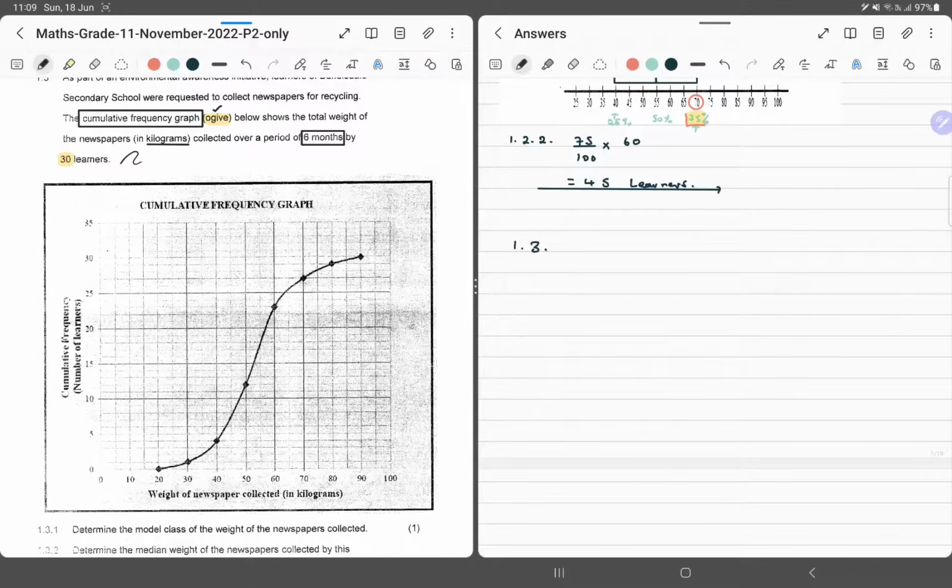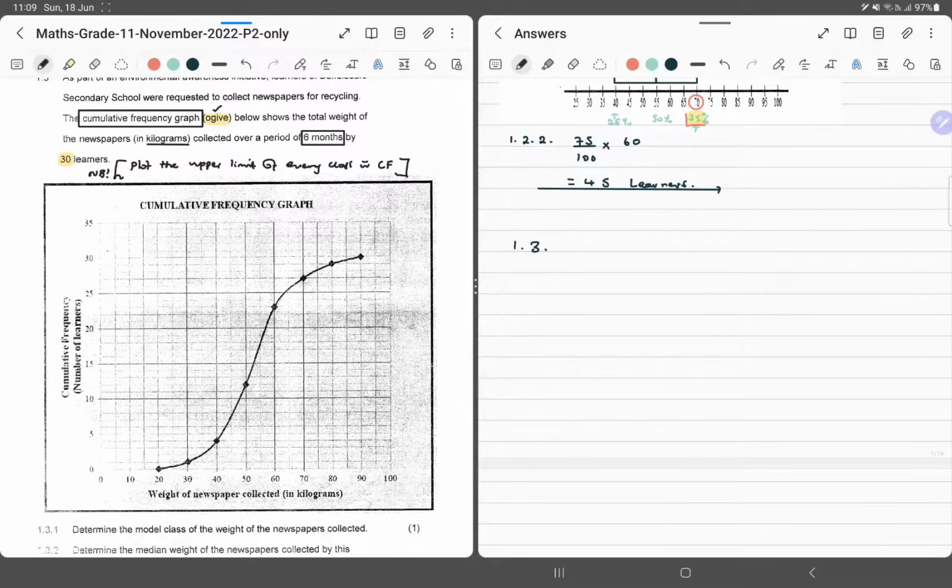So how do you do a cumulative frequency graph? You always plot the upper limit of every class. You plot the upper limit of every class with the cumulative frequency value. So that is the story, so please note that.